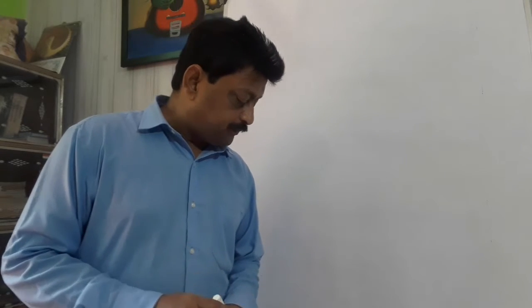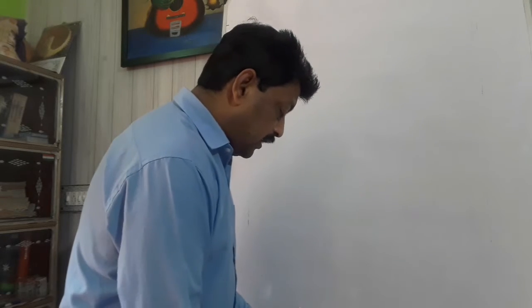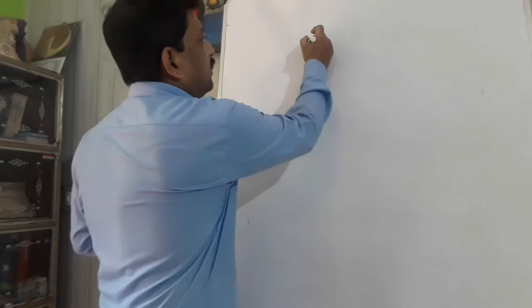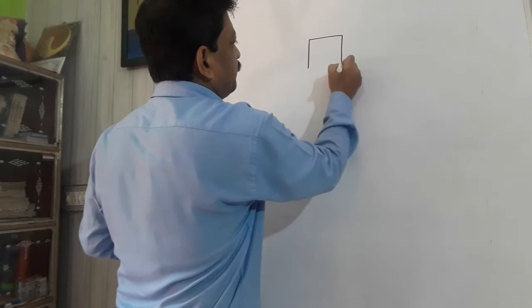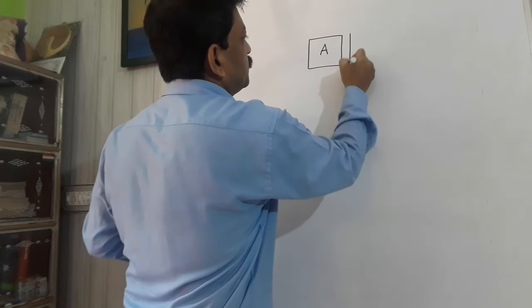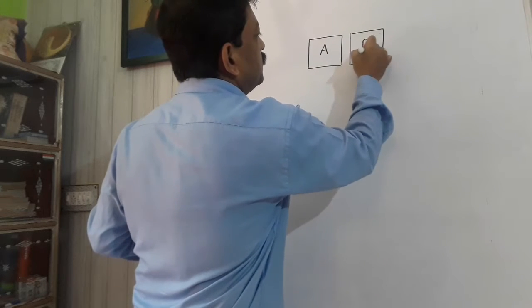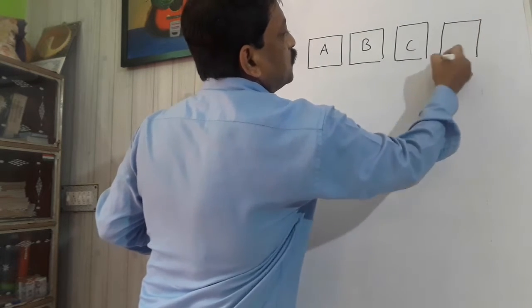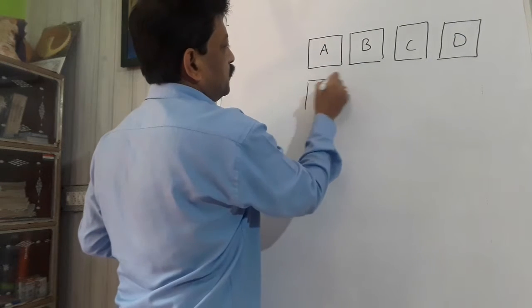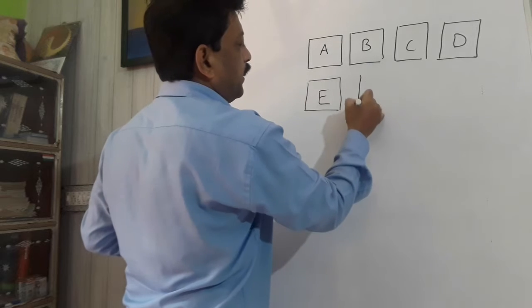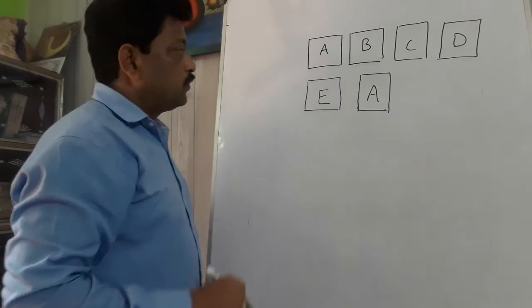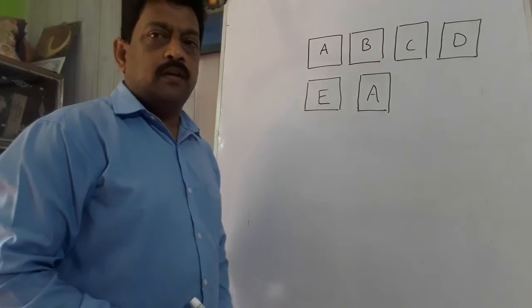So here the first problem, it says that a child has a die, and on the die, instead of numbers as we are used to see, some alphabets are marked on the faces: A, B, C, D, E and A. There are 6 faces, and on those faces these alphabets are marked.